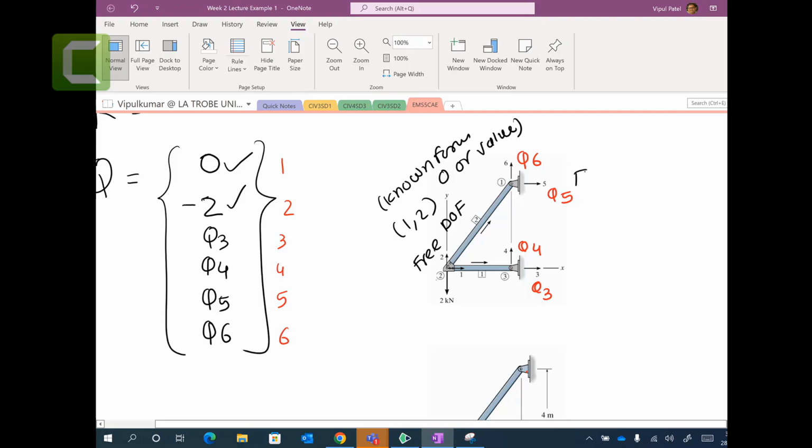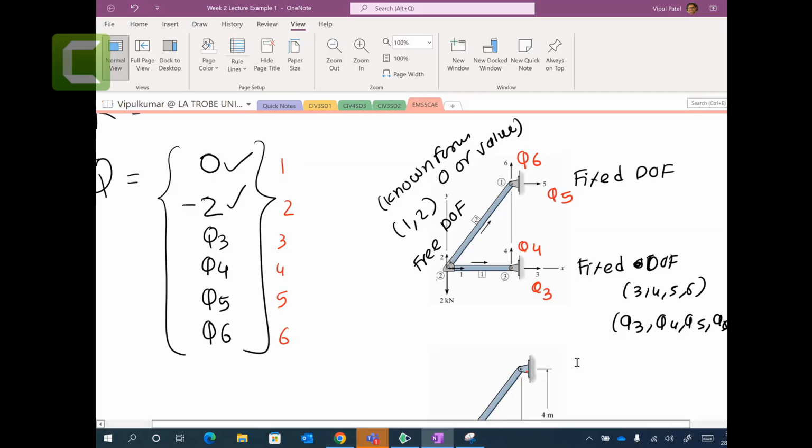When is it a fixed degree of freedom? These are your fixed degrees of freedom because they have a support. Let's say 3, 4, 5, 6. Then you can put that these are unknown, and you can write them Q3, Q4, Q5, and Q6 in these vectors.